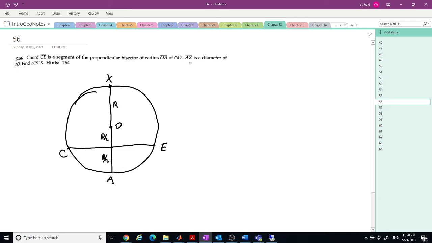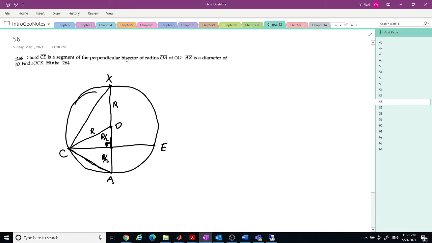And we want to find the angle OCX, okay? OCX. Okay, so let's add the line of this. Now let's see what's going on. So this is the R, and this is the half of the R.